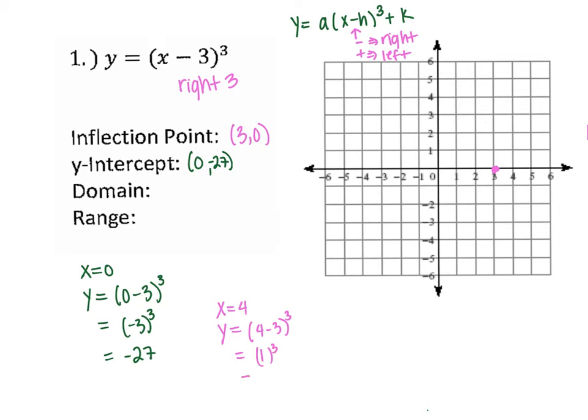If I cube that, I get 1, because 1 times 1 times 1 gives me 1. So when I write this out as a coordinate, that means at 4, my y value is at 1. So I'm going to plot that on my graph here. I'm going to use green to plot this. So 4, 1 is right here, right?